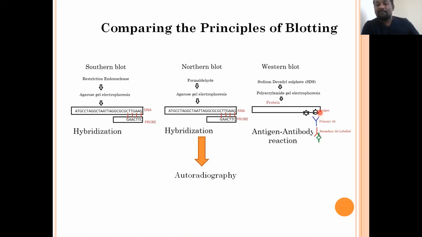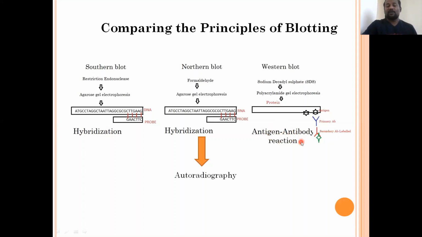The primary antibody will go and bind with the particular protein of interest. It will make a complex. Then we are adding the secondary antibody labeled with fluorescence or any radioisotopes. This secondary antibody will attach to the primary antibody. So there will be a complex of antigen, primary antibody, and secondary antibody conjugate. That makes the detection of the particular protein possible. So Western blot analysis works on the basis of the antigen-antibody complex.